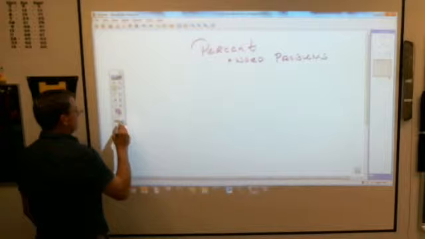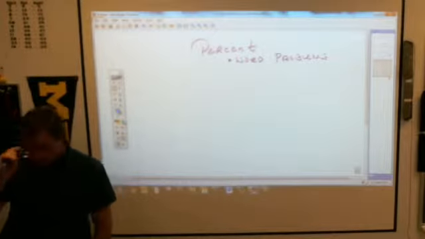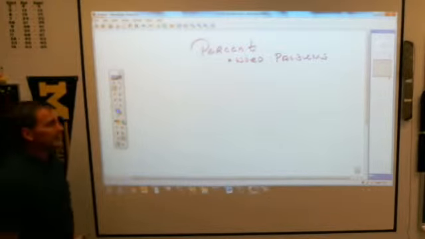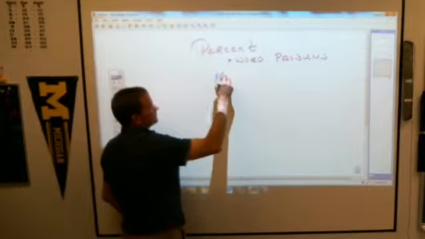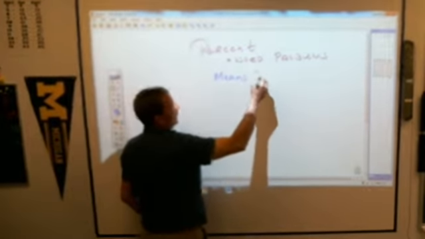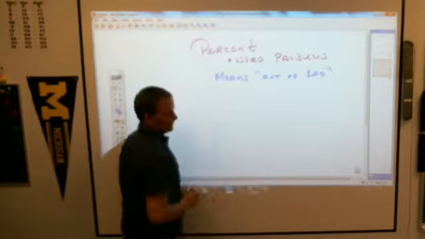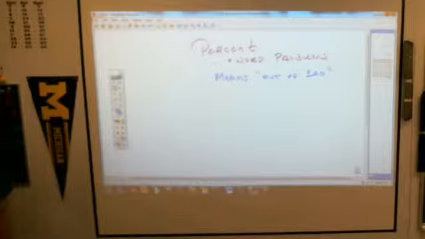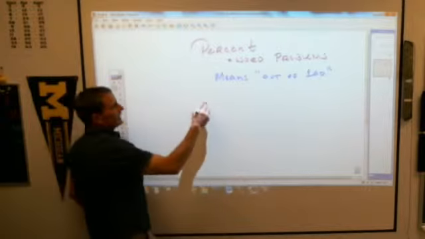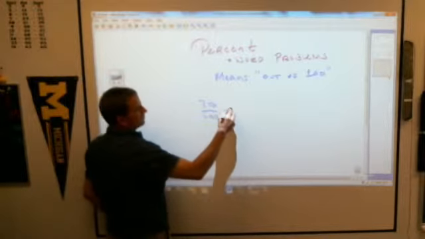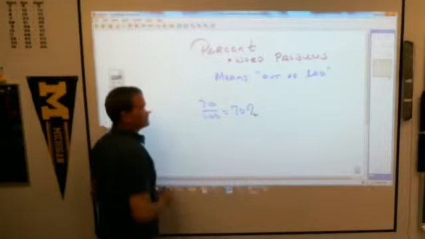And the most important thing for you to remember about percents is simply that percent means out of 100. For example, if you played basketball and shot 100 free throws and made 70 of them, you made 70 out of 100 free throws, so your shooting percentage is 70%.